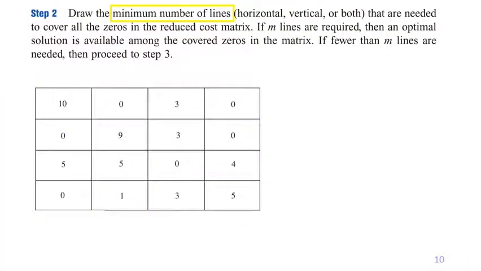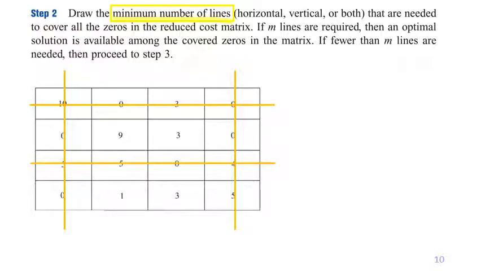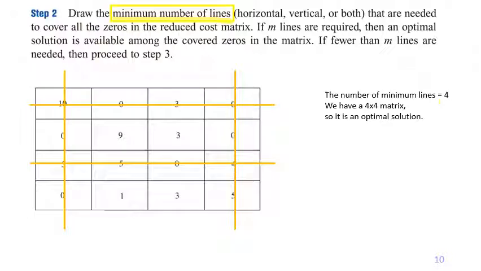In the new matrix, again, we try to draw the minimum number of lines that cover all the zeros. Here, the minimum is 4. We cannot do with fewer than 4 lines. So it means that the minimum number of lines that we get is 4. Our matrix is 4 by 4. So we have obtained an optimal solution.